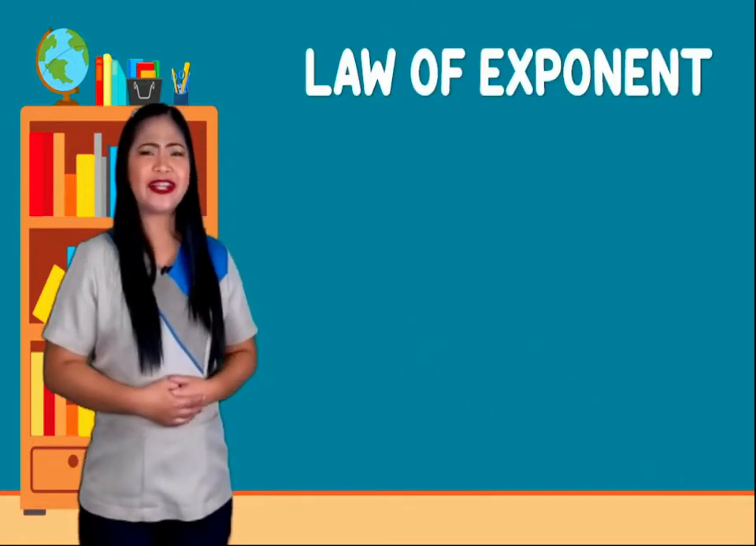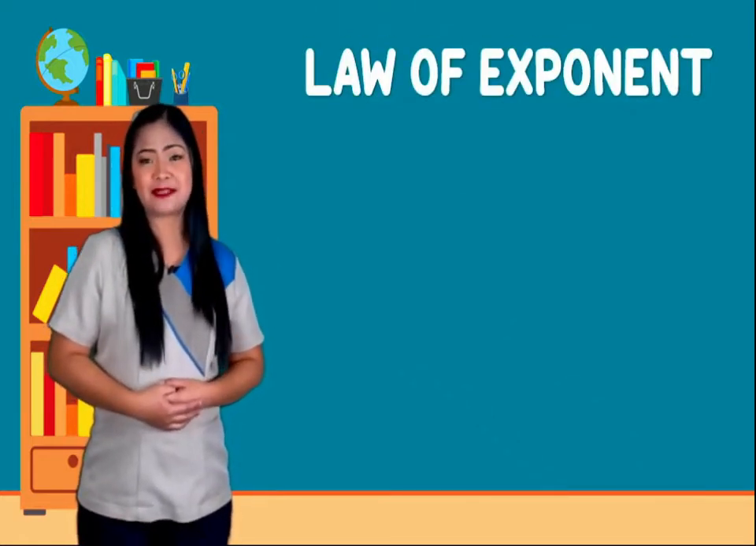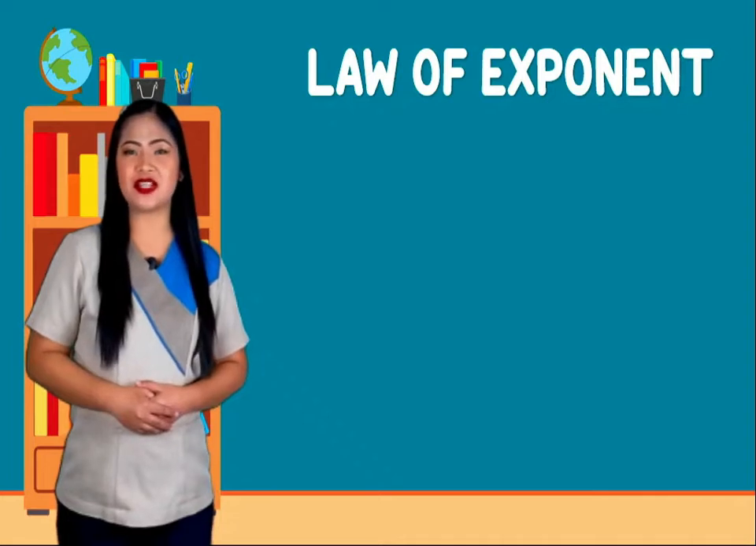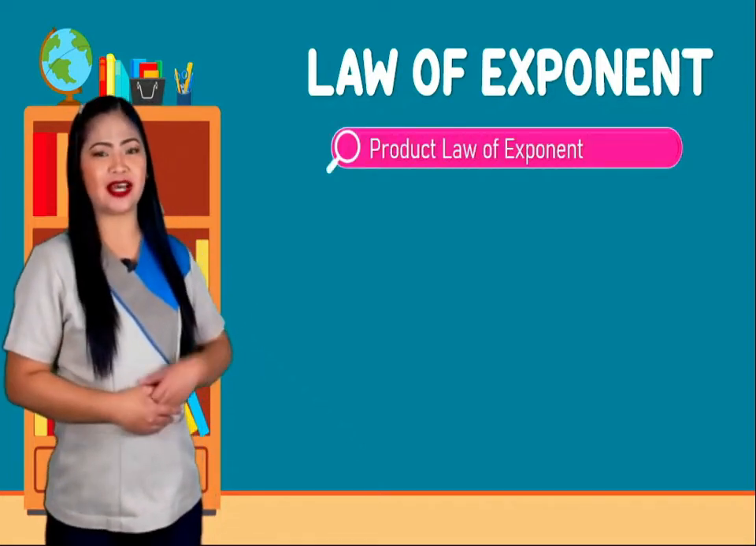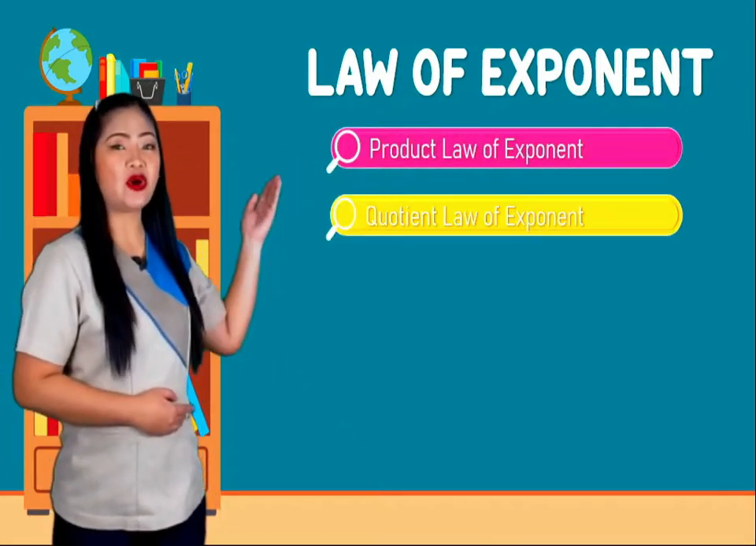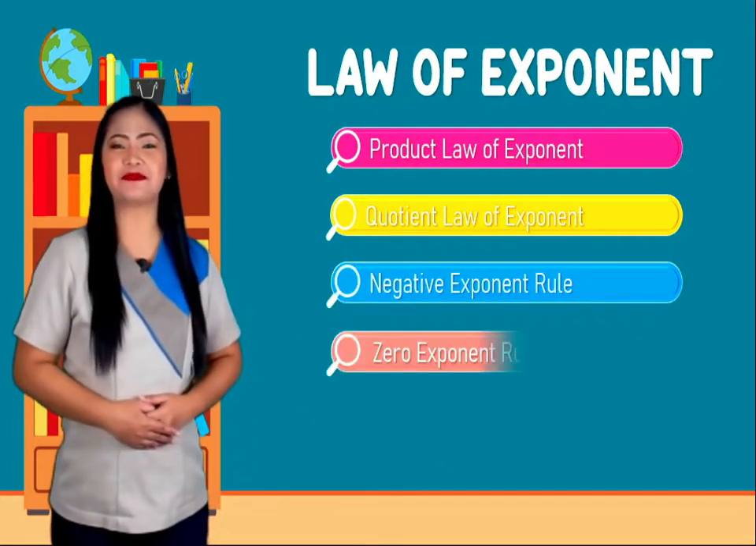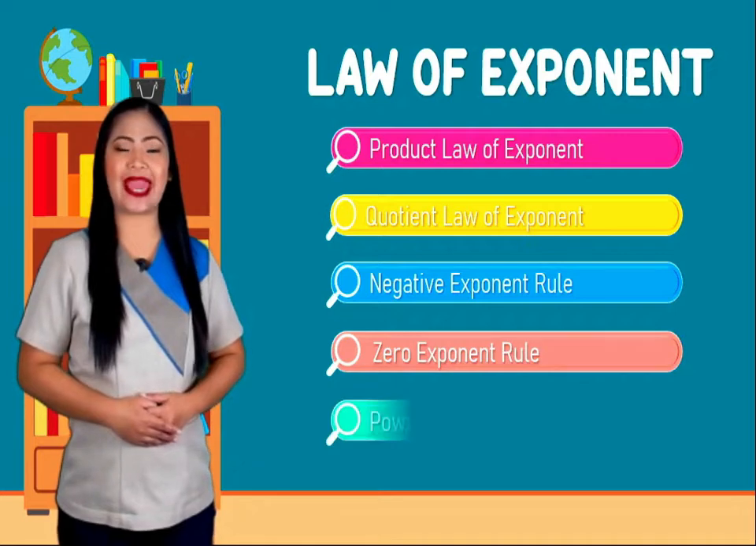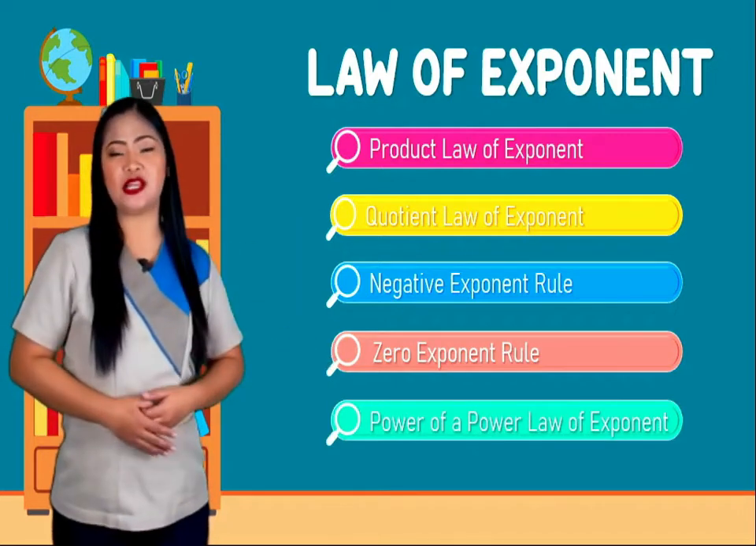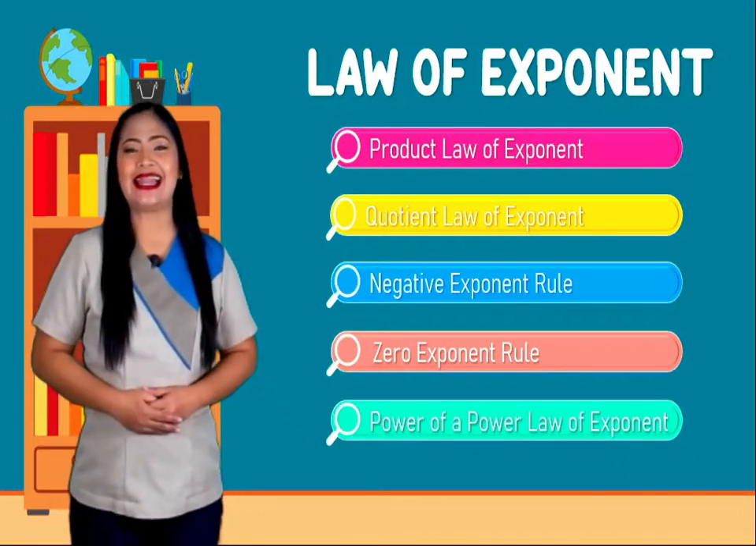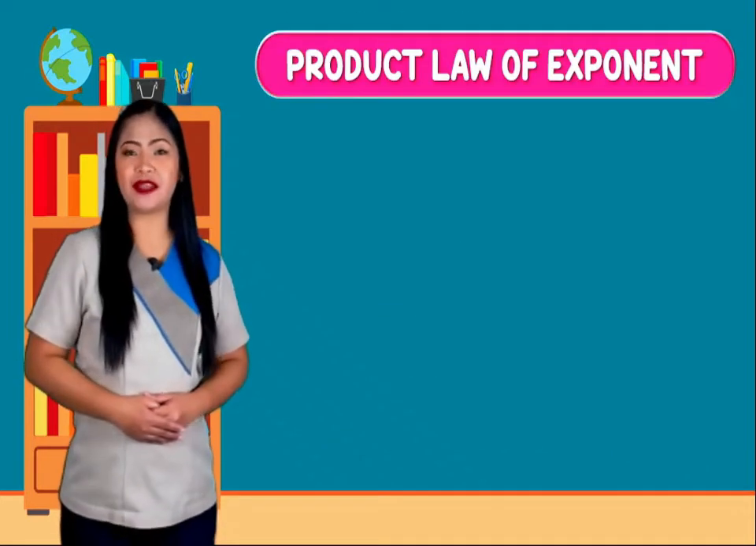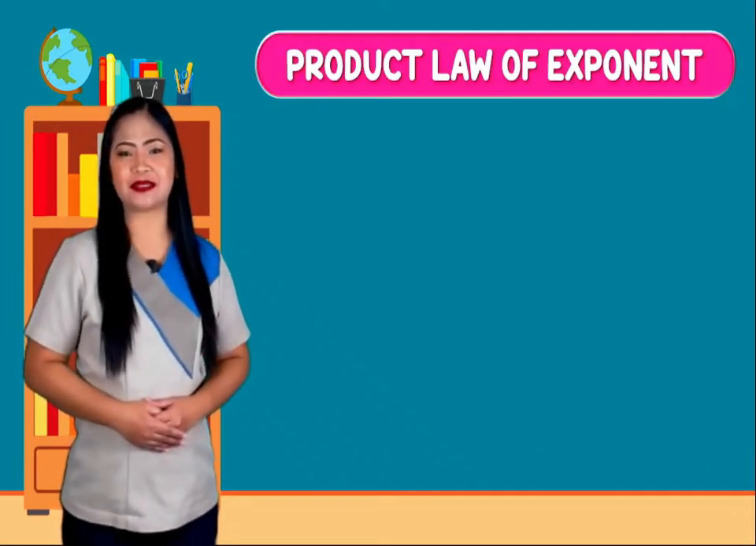So, what are these so-called laws of exponents? These laws of exponents are the product law of exponents, quotient law of exponents, negative exponent rule, zero exponent rule, and the power of a power law of exponent. Let us discuss first the product law of exponents.